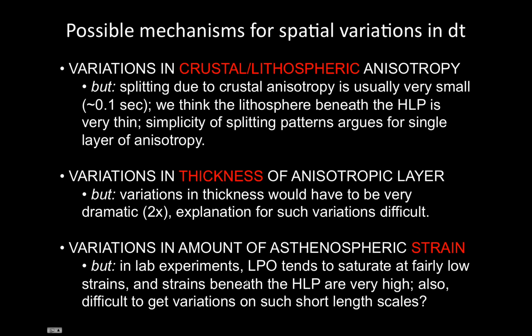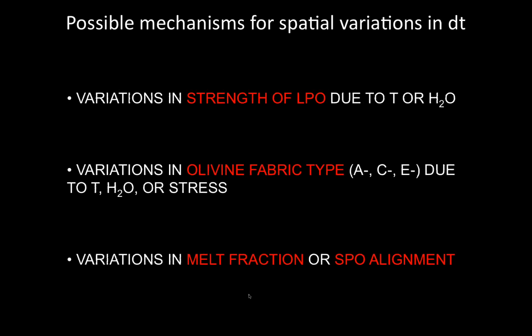You could think, well, maybe you have variations in the amount of strain in the asthenosphere, and you're just seeing stronger deformation in some regions than in others. The problem with this explanation is that in lab experiments, olivine LPO tends to saturate at fairly low strains of maybe 100 to 150%. From the geodynamical modeling, we think that strains beneath the HLP are probably fairly high. And again, it's somewhat difficult to get variations on such short length scales.